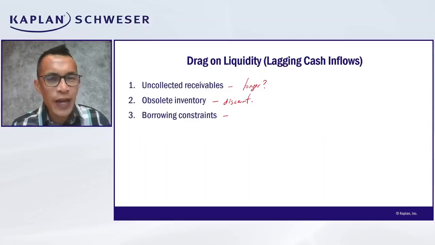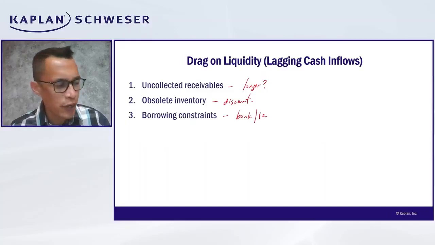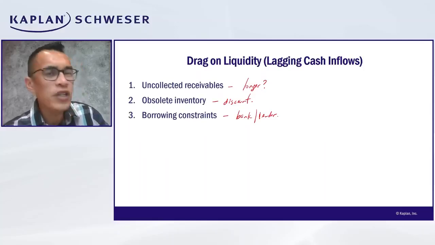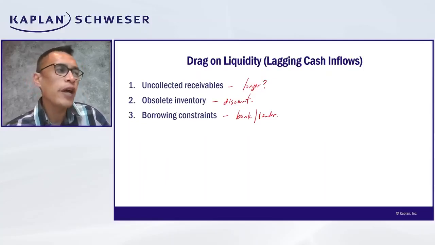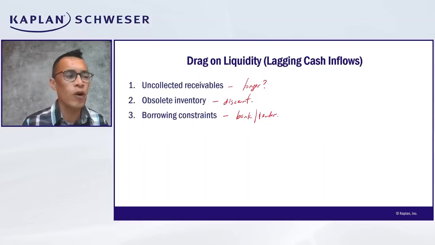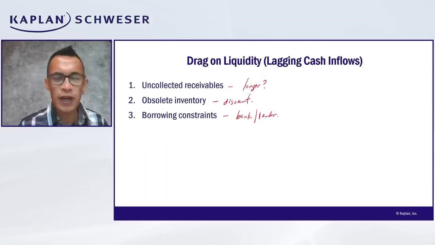banker or lender imposed constraints, and this could be an increased cost and or decreased availability of short-term debt. So if the interest rate becomes prohibitively high, well, then you can't borrow. Right, or if they're not willing to extend credit, that becomes a liquidity constraint.